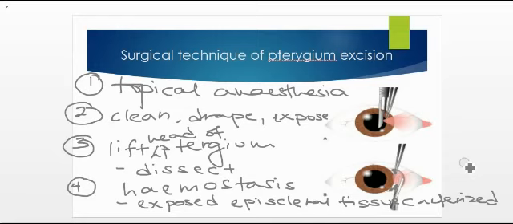Right, now there are a few methods after that, thereafter. Now that is important. So there are a few techniques.